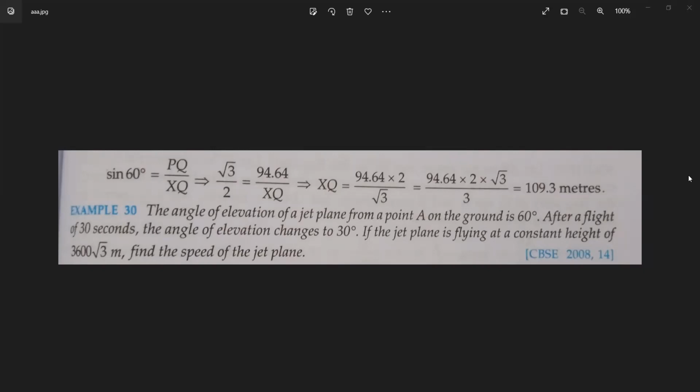Ma'am, we should use tan, right? Yeah, I think tan only you will be using here. Speed of the jet plane. Speed is distance divided by time, right? Yes, ma'am. So first find distance.